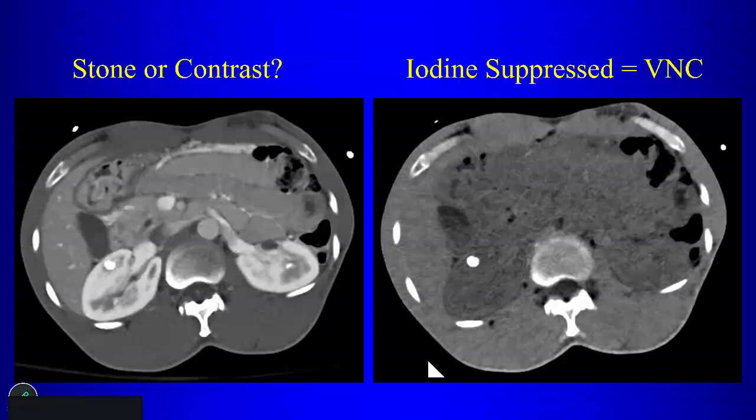This was a case from over the weekend when I was here, on the photon counting scanner. Stone or contrast, you have something here, you have something here, right? Is it stone or contrast? Which is which? Well, just look at your virtual non-contrast image. That's a stone. That's contrast. Amazing, right? So this is available now on your alpha scanner.